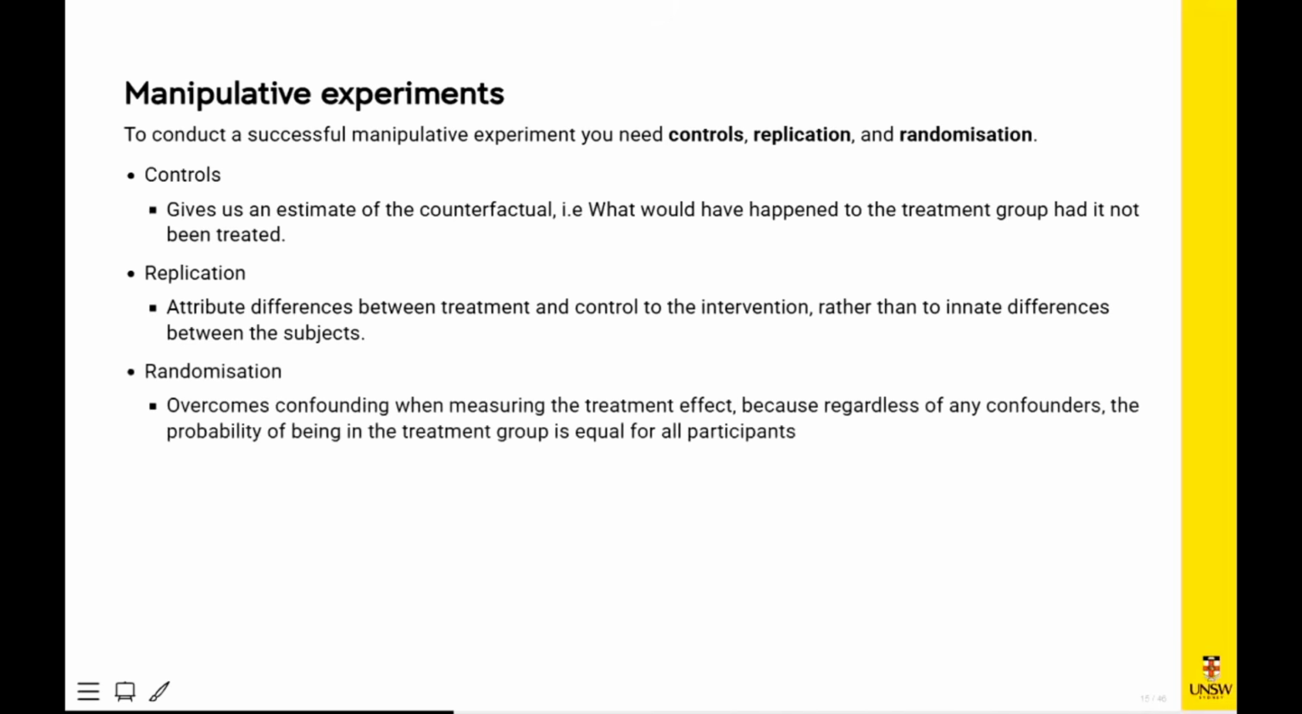And randomization. So when you're doing a manipulative experiment, you randomize people or sites or order of presentation of things, and it overcomes confounding when measuring that treatment effect, because regardless of the confounders, the probability of being in the treatment group or the control group is equal for all participants. You're not going to, in general, have any association of any confounder with being in the control or the treatment group. So it breaks that relationship there.